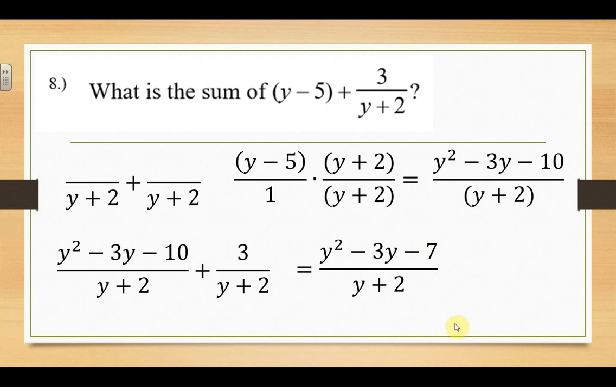And there is adding and subtracting rationals. Be careful with subtracting.